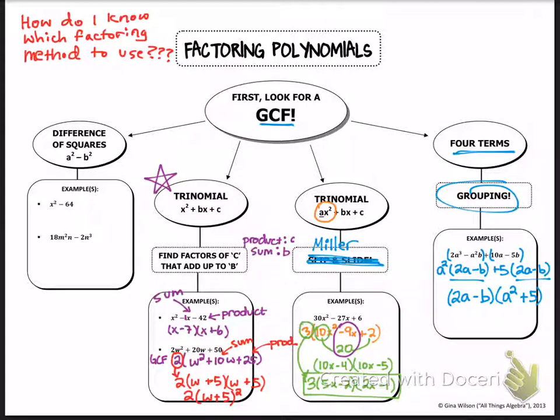So, find the GCF, look at what you have, and determine which method you have to do. Now, there's this method called difference of two squares, or difference of squares. We actually have not done that yet, so I'm not going to talk about it right now. We will talk about that in class later.